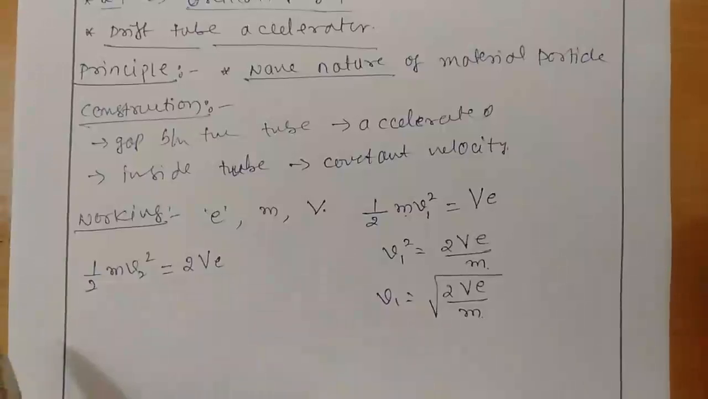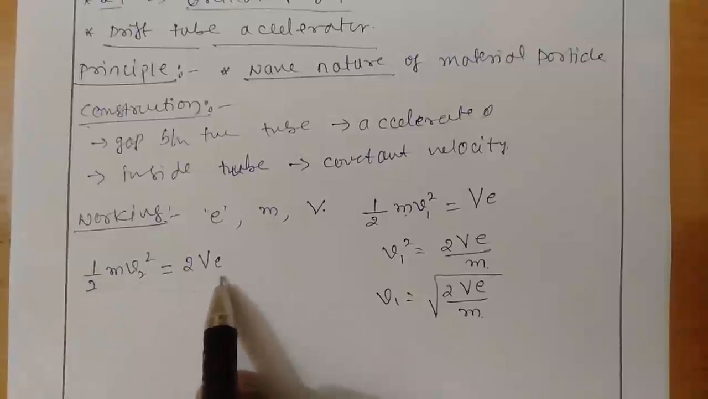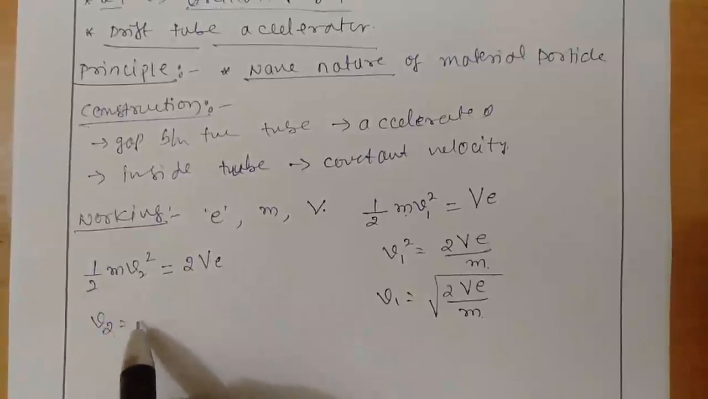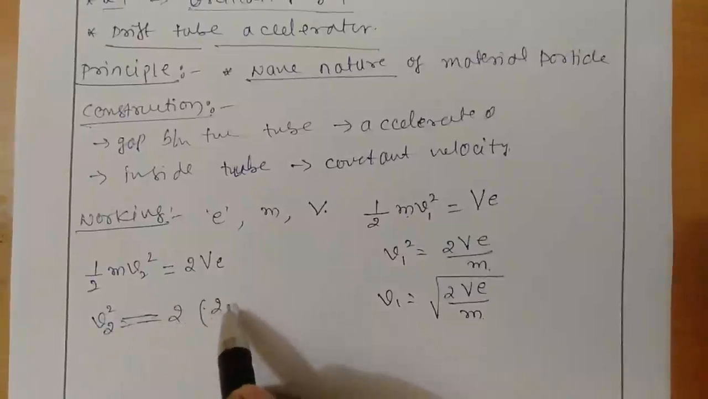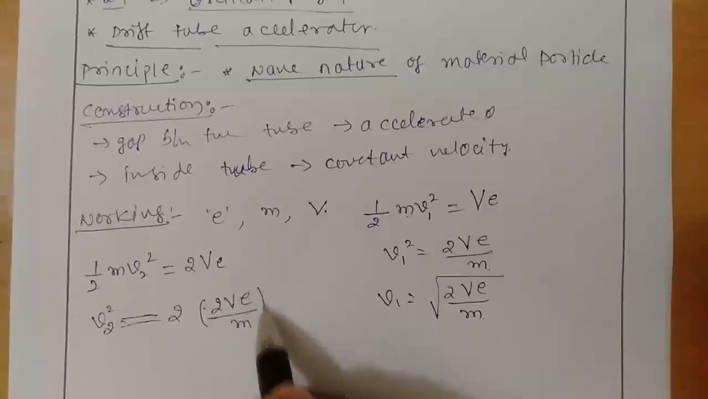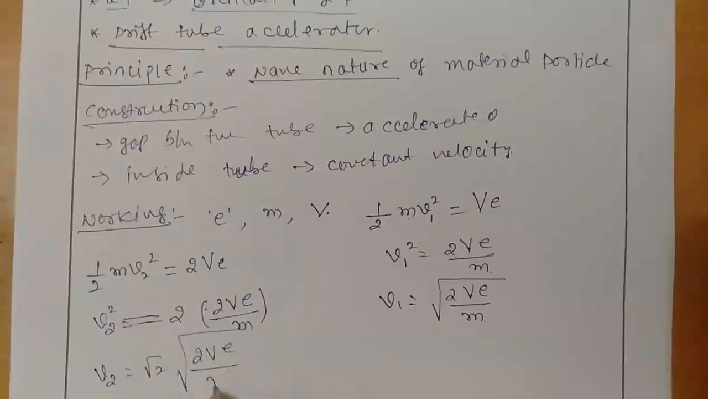So this is a condition for resonance. Let us consider half mv2 square is equal to 2 into v into e. If you solve this, we'll get v2 square is equal to 2 into v into e divided by m. If you take the square root on the right hand side, it will be square root of 2 into v into e divided by m.